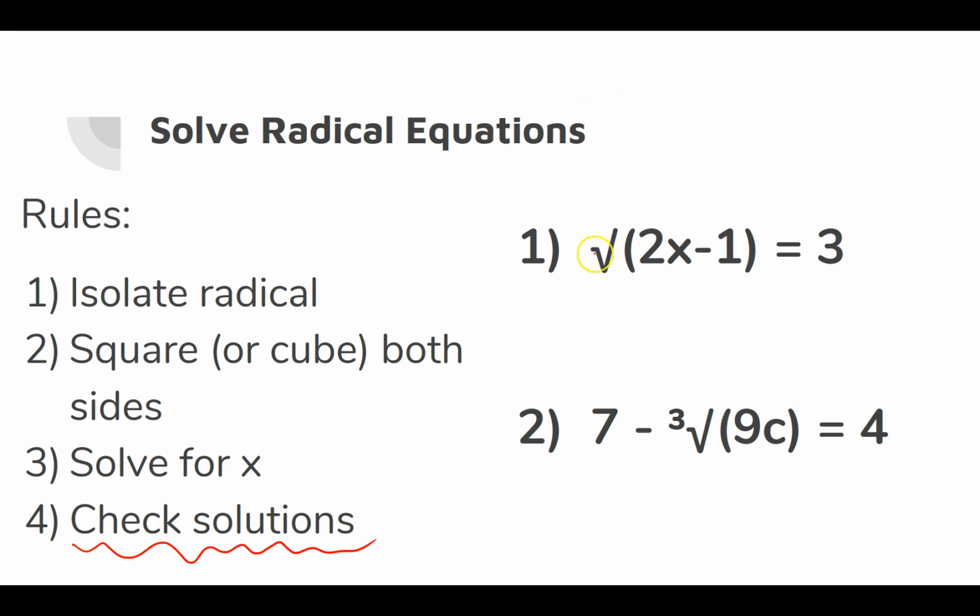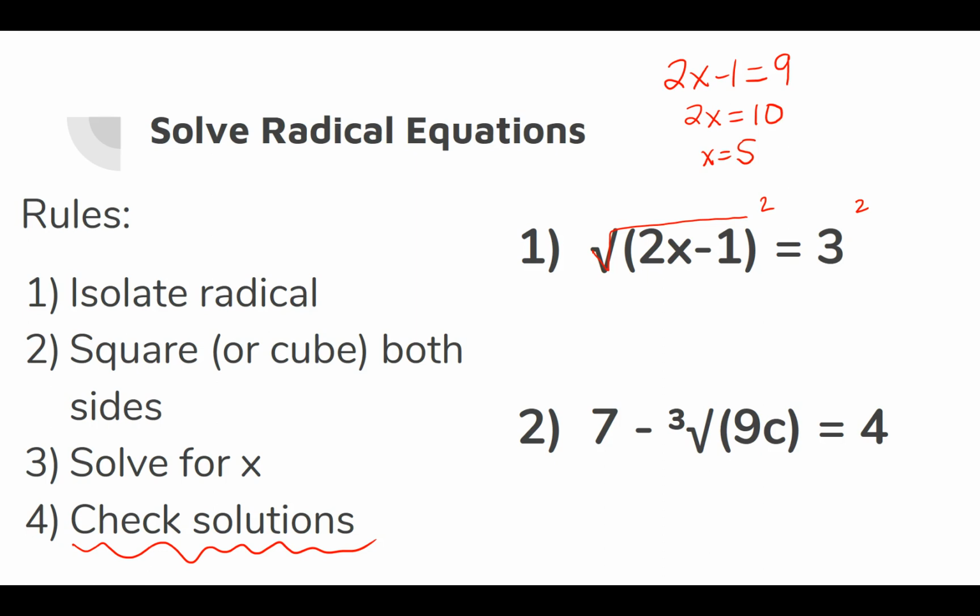Here we go. I have the square root of 2x minus 1 equals 3. Is my radical already isolated? Yes. So let's go ahead and bring a power to both sides. What power are we going to do? 2, because my root is 2. If we square both sides, this gives me 2x minus 1 equals 9. Then we add the 1 over, and then divide by 2.